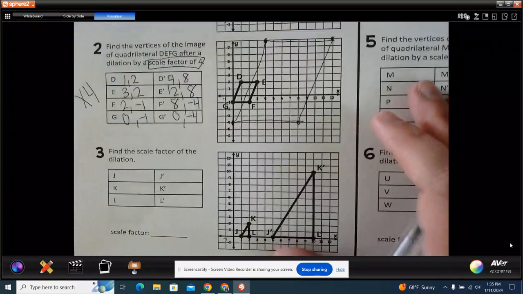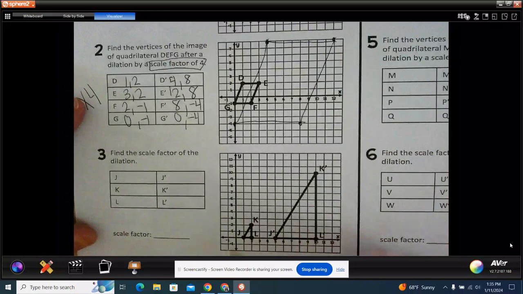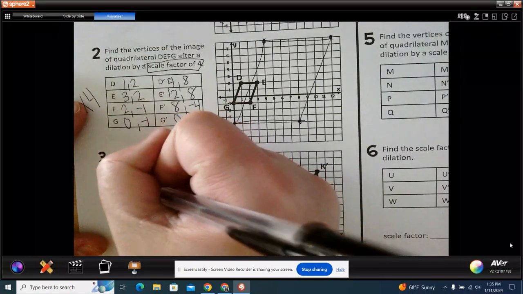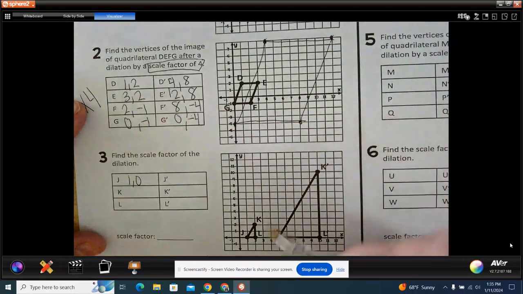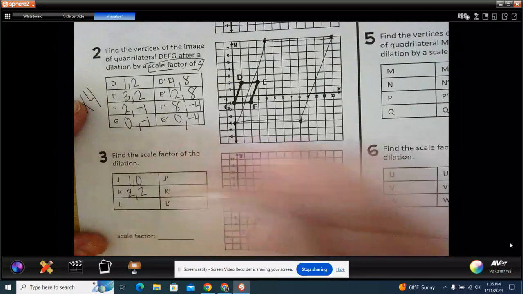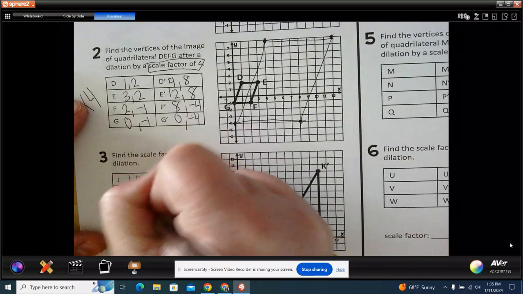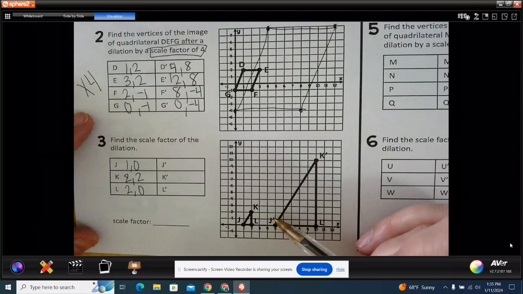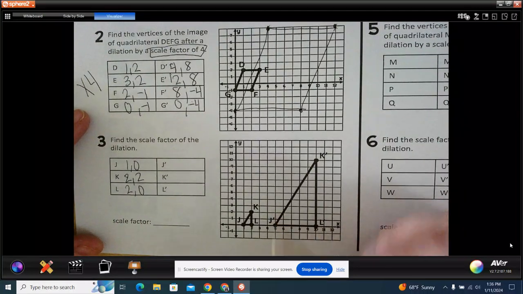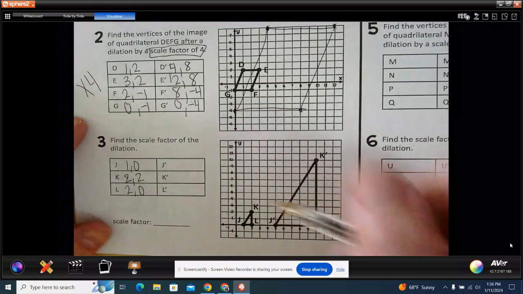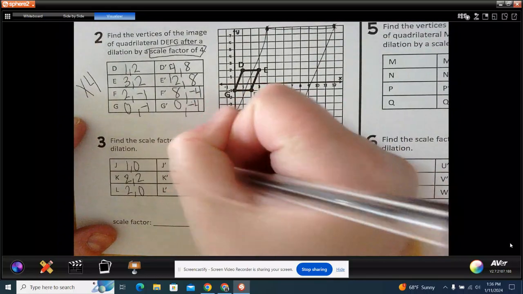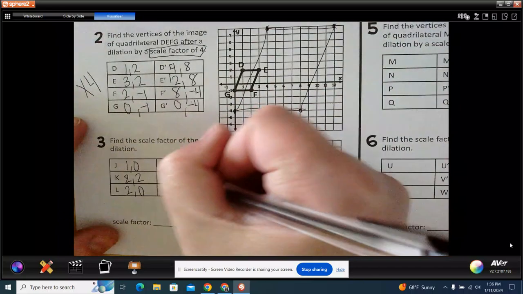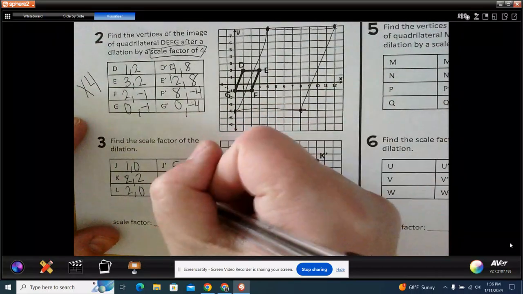So let's look at when we find the dilation. So first we're going to look at the points. J is at 1, 0, K is at 2, 2, and L is at 2, 0. And then we have J with a little mark on it. We call that prime. So this basically means it's the new figure. So J prime is 5, 0. K prime is 10, 10. And L prime is 10, 0.